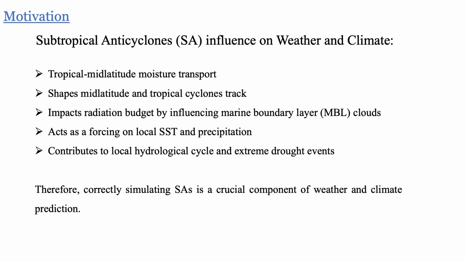Subtropical anticyclones are a crucial component of the large-scale atmospheric circulation. They help to transport moisture from tropics to pole. They also shape mid-latitude and tropical cyclone tracks. They impact the radiation budget by influencing marine boundary layer clouds, act as a forcing on local sea surface temperature and precipitation, and vice versa, and contribute to the local hydrological cycle and extreme drought events. Therefore, correctly simulating subtropical anticyclones and understanding how they will change in future is very important if we want to correctly simulate the weather and climate, especially in the subtropical and mid-latitude regions.